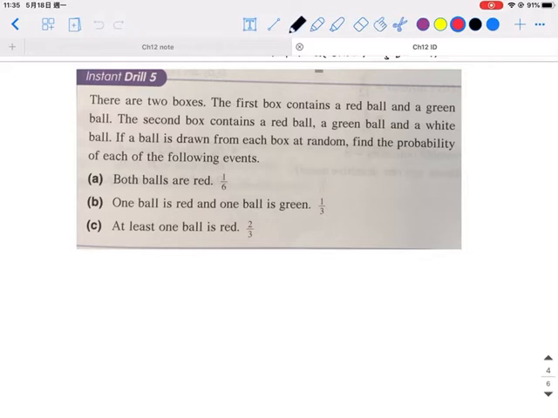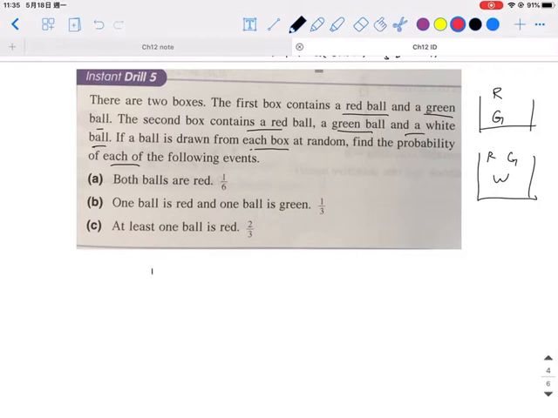First of all, in this question there are two boxes. The first box contains a red ball and a green ball. So the first box, let's say here, you have a red ball and a green ball. The second box contains a red ball, a green ball, and a white one. So the second one, you can get a red, green, and white. If a ball is drawn from each box at random, find the probability of each of the following events.